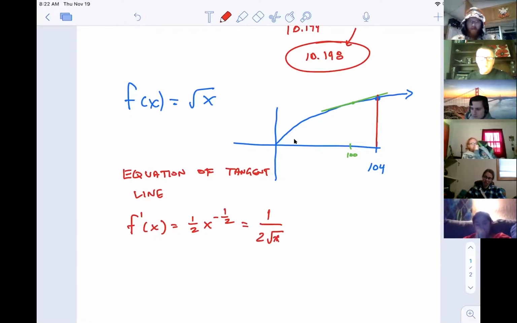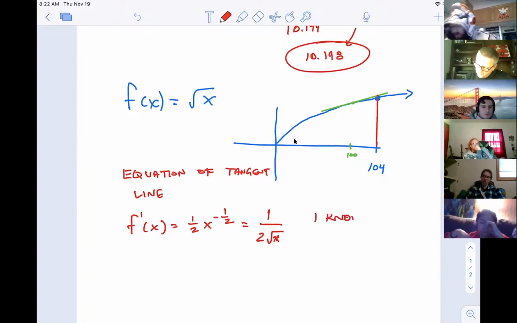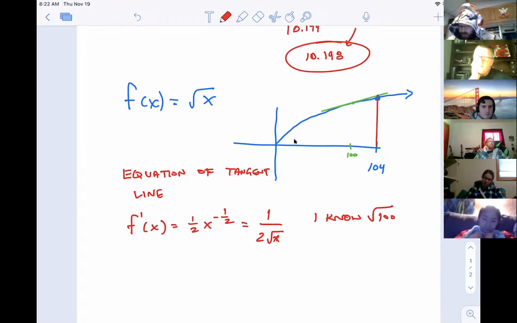So it's not like I can stick 104 into that, because I can't have the line hit the curve where x is 104, because I don't know what the square root of 104 is. That was the whole problem in the first place. But I do know what the square root of 100 is. And that's why I picked 100 a minute ago, by the way. That's the closest point I can find that I know the square root of. I know the square root of 100.